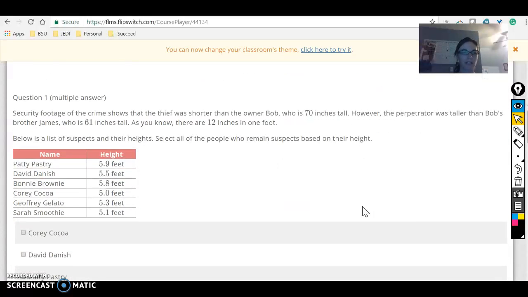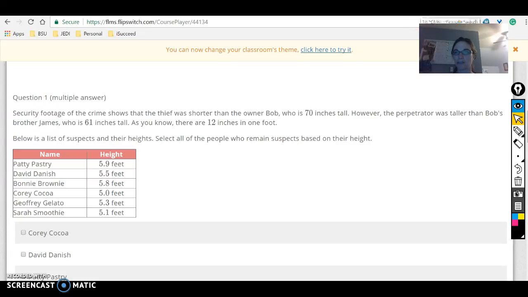Question 1. Security footage of the crime shows that the thief was shorter than the owner, Bob, who is 70 inches tall. However, the perpetrator was taller than Bob's brother, who is 61 inches tall. As you know, there are 12 inches in 1 foot. So we are given a list of suspects and their heights, and we need to decide who is going to remain on the suspect list.